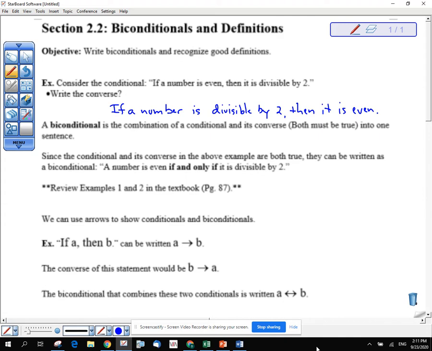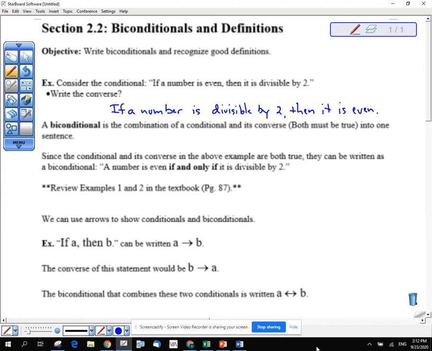Now, are those true? If a number is even, then it's divisible by 2, meaning that if you divide it by 2, you get an integer as a result. Okay? And yes, that's true. 4 is even. You divide it by 2, you get 2. That's an integer. 2,348 is divisible by 2, and it's also an even number. The converse, if a number is divisible by 2, then it is even, is also true, because if it's divisible by 2, then it's even, meaning that it ends in 0, 2, 4, 6, or 8. And that's always the case.